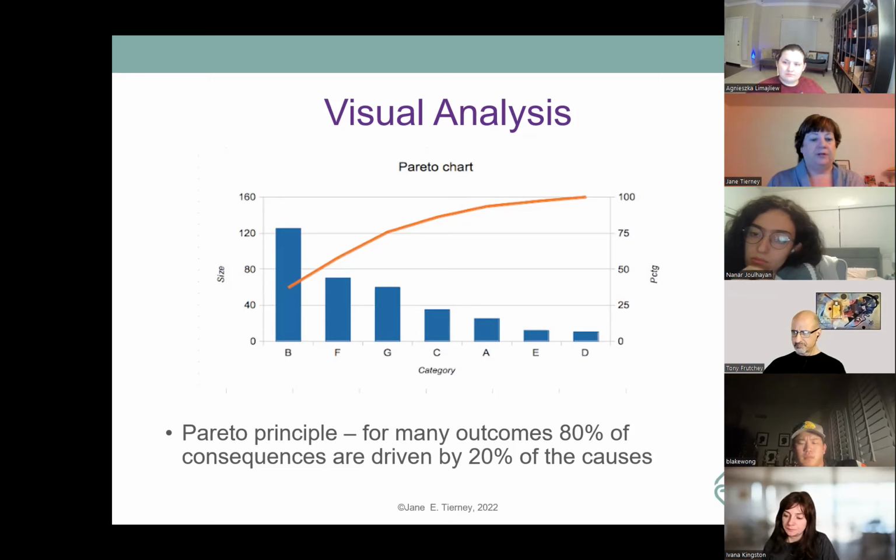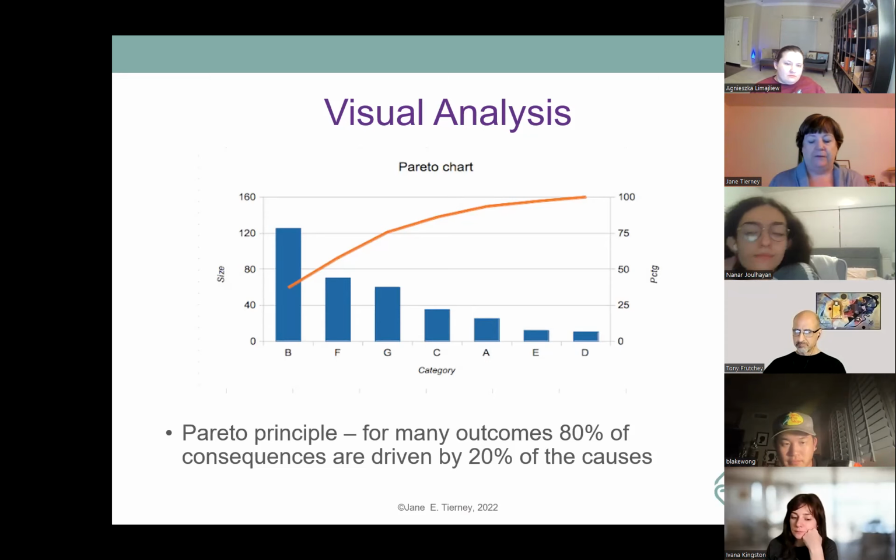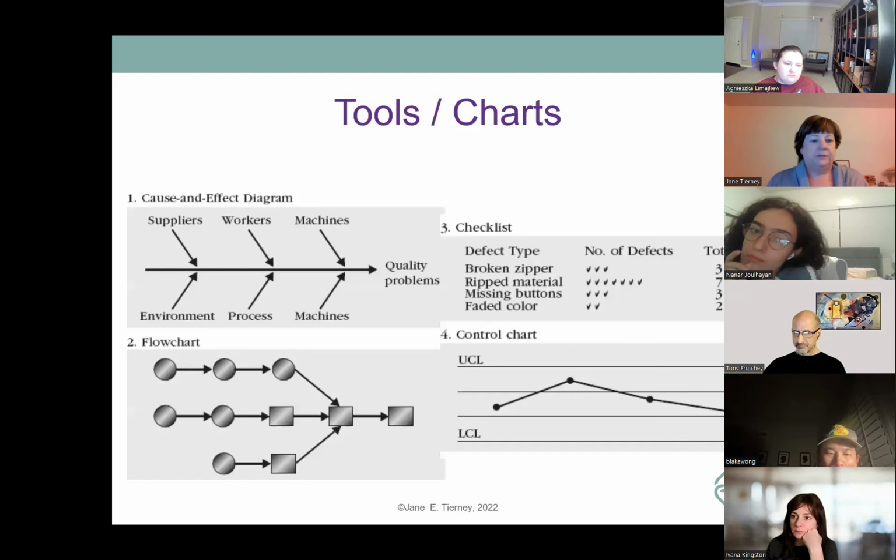So that's the Pareto principle. It's the 80-20 rule, and the Pareto chart just says we're going to chart it in this manner, which visually is going to tell us, go look at B and F, maybe G, but that's where our big bang for the buck is, in B and F. So here's some of these tools.